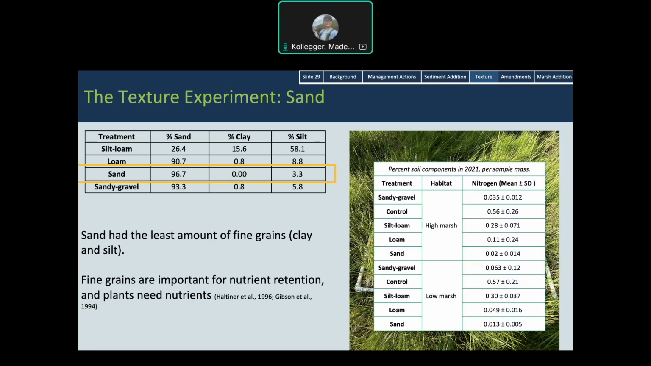And so if we look at this table with our different amounts of nitrogen in them, we can see that our sand plots in both the high and the low marsh had the least amount of nitrogen compared to all of the other treatments. And so that indicates to us that yes, the sand did have less nutrients available to plants. That doesn't mean that the plants won't grow. It just means that having less is going to take them longer to grow as much as the other treatments do.